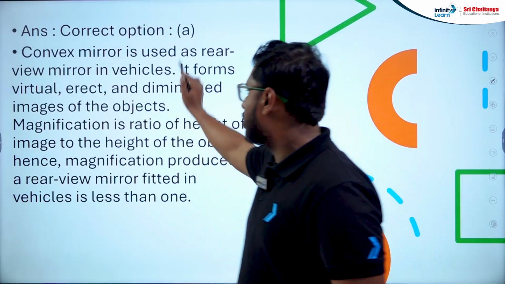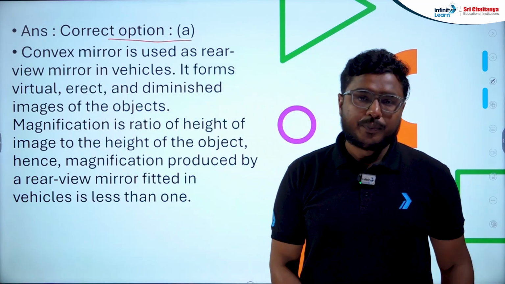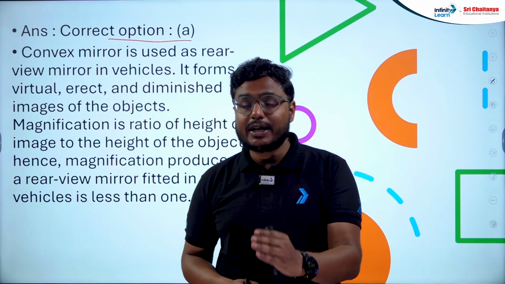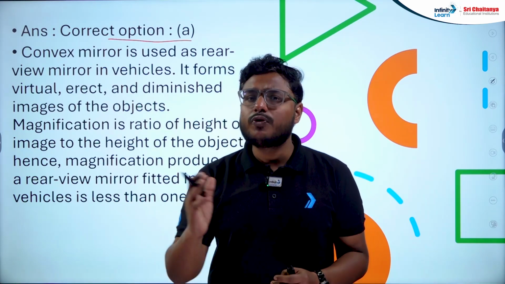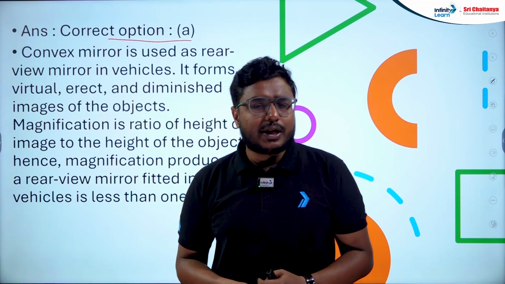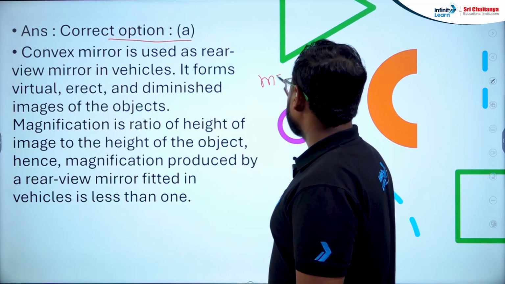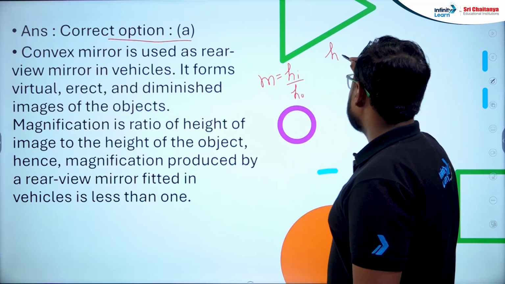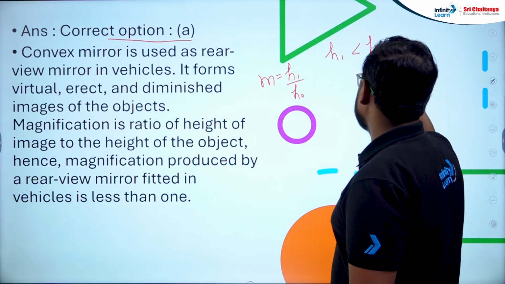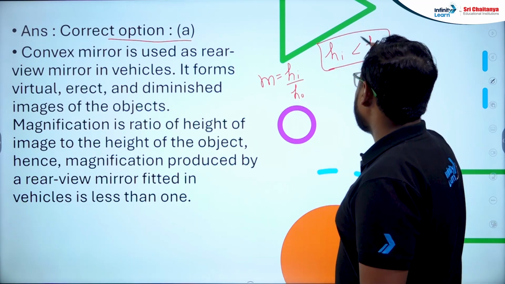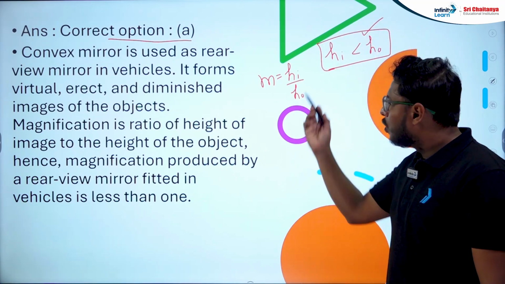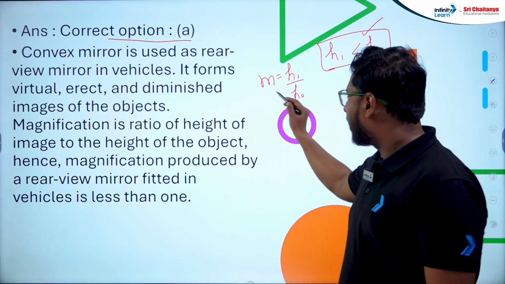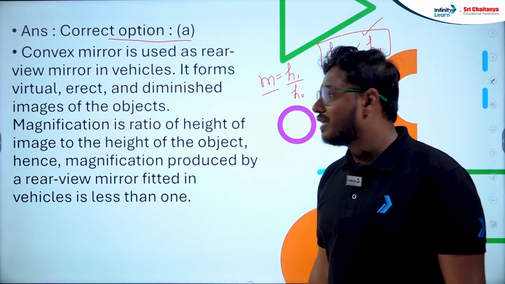The right answer for this question is option A, less than 1. Why? If you remember the convex mirror, in a convex mirror we always get a diminished image, which is also virtual and erect in nature. If I'm getting a diminished image, and we know that magnification is the height of the image to the height of the object, then diminished image means the height of the image is always less than the height of the object. So if the numerator is smaller than the denominator, the value of magnification always comes less than 1.